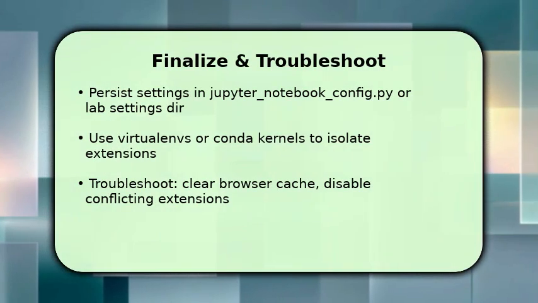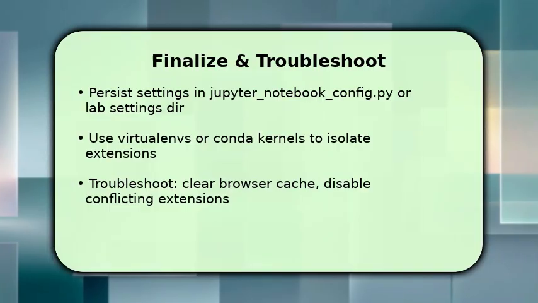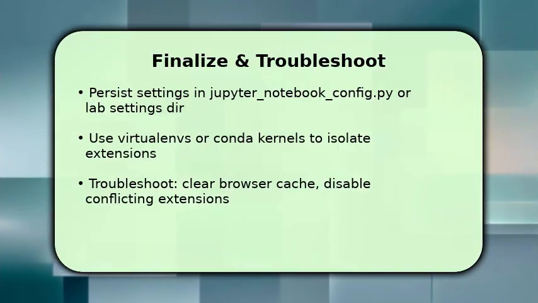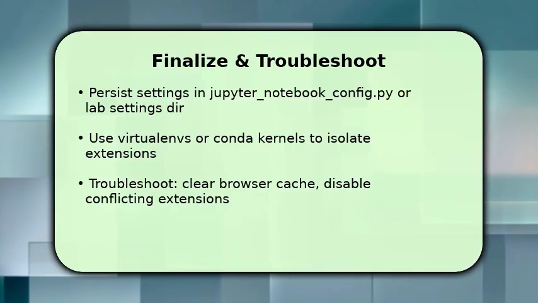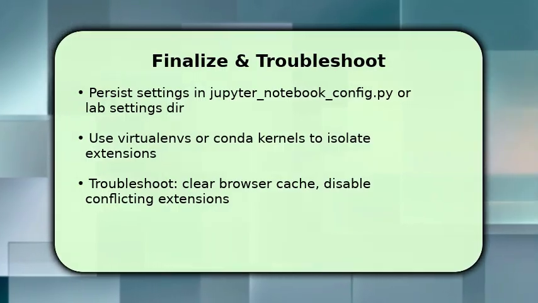Once these changes deploy, finish by making your changes persistent and resilient. Save persistent tweaks in the Jupyter Notebook config.py or the lab settings directory, and register kernels with virtualenv or conda to isolate dependencies. Once done, export a packed settings snapshot so you can reproduce the setup on other machines.